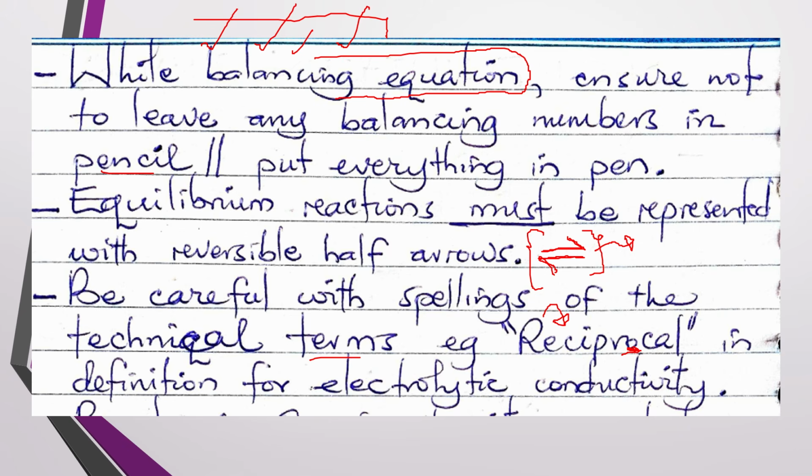The error that was very common in the previous years was the word reciprocal. Students, instead of O, they put I. Avoid that. It's O, reciprocal. So use proper spellings for electrochemistry technical terms, especially with the definition of electrolytic conductivity. So take note on that.